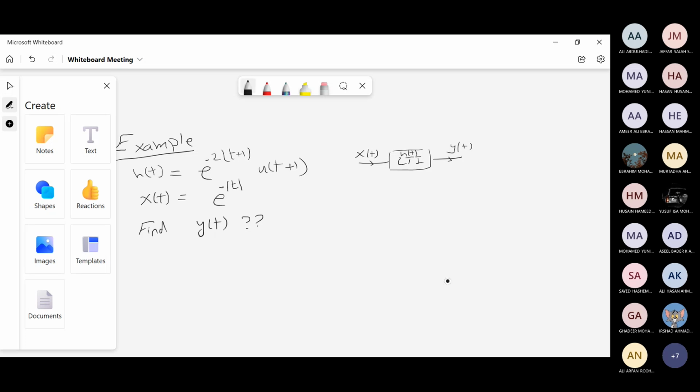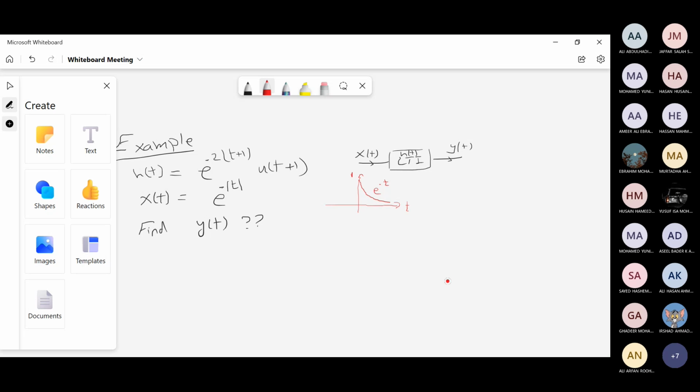Okay, x of t is something like this. I think we plotted it before. So this is t, and this is x of t. It is e to the power of minus absolute value of t. So when t is positive, it is e to the power of minus t. So it is exponentially decaying like this. So this is e to the power of minus t here, and at 0 it is equal to 1.